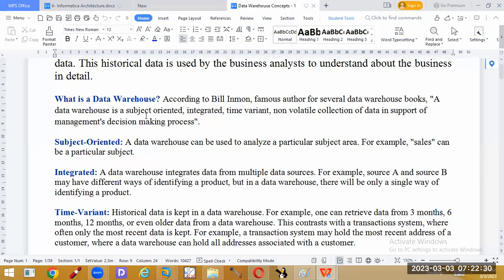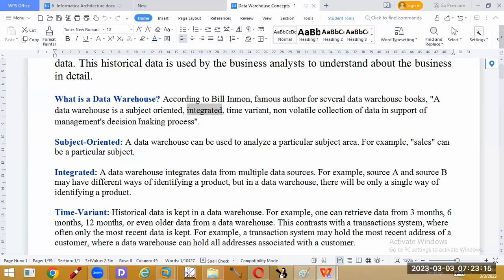Multiple industry means there is retail, manufacturing, healthcare, banking. So first you know what the subject actually is. Then you can write your concept and pull the data, then design accordingly. The second one is integrated. Integrated means all your data will be integrated, time variant, non-volatile, and a collection of data in support of the management decision making process. The last one says that all things will support your data to management decision, so that management can take a decision on time and improve his business, right?